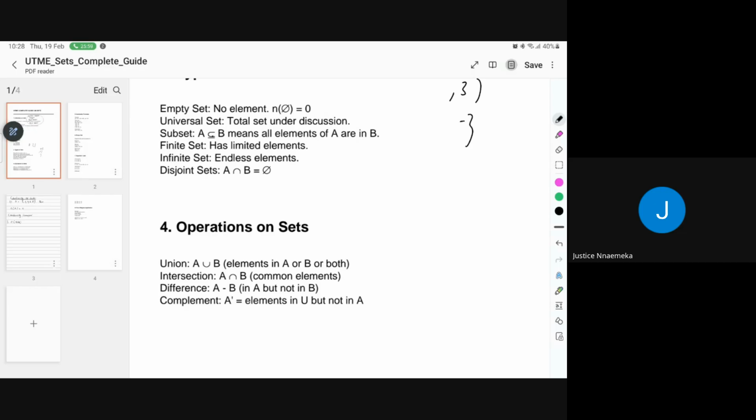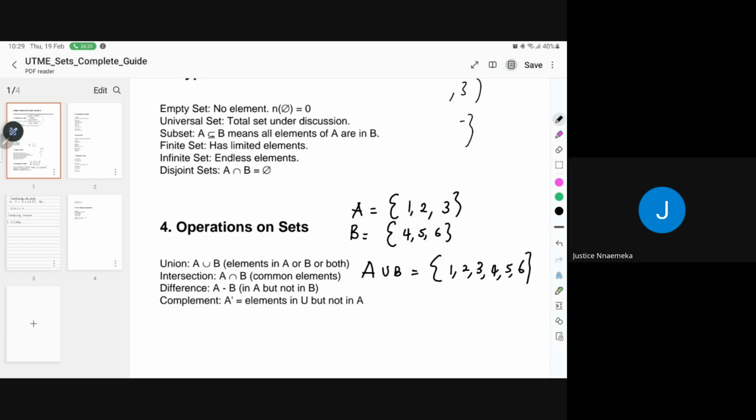So we've looked at the types of sets: universal sets, complement sets, subsets, disjoint sets. The next thing we are going to talk about is the union of a set. So let's say that A is 1, 2, and 3. And let's say that B is 4, 5, and 6. So when I say A union B, it simply means I'm bringing everything together. So it's going to be 1, 2, 3, 4, 5, and 6. We're bringing them together. That is union.